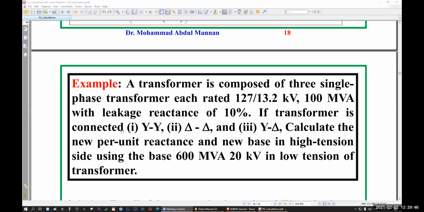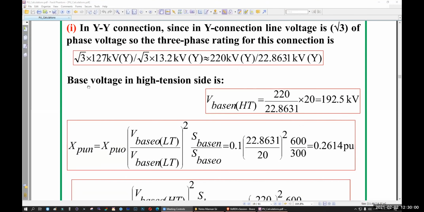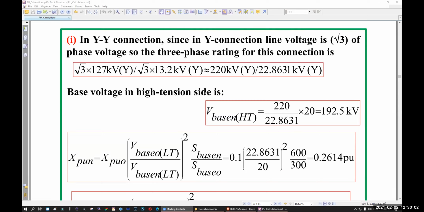Y connection means your voltage will be multiplied by √3. This is also Y, this is also Y. So 127 times √3 and 13.2 also times √3. So this is your voltage rating for three-phase. Now your base voltage in high tension side. What is your new base?